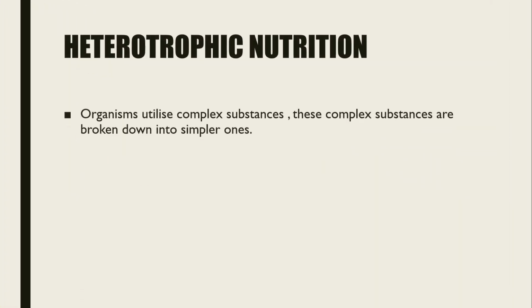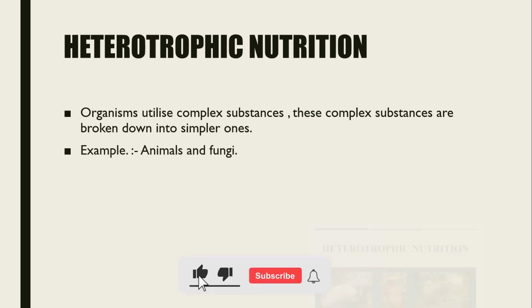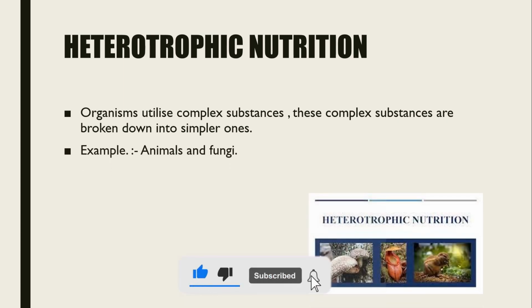Now let's move to the next topic, which is heterotrophic nutrition. In heterotrophic nutrition, the organisms utilize complex substances, and these complex substances are broken down into simpler ones, and the examples are animals and fungi.